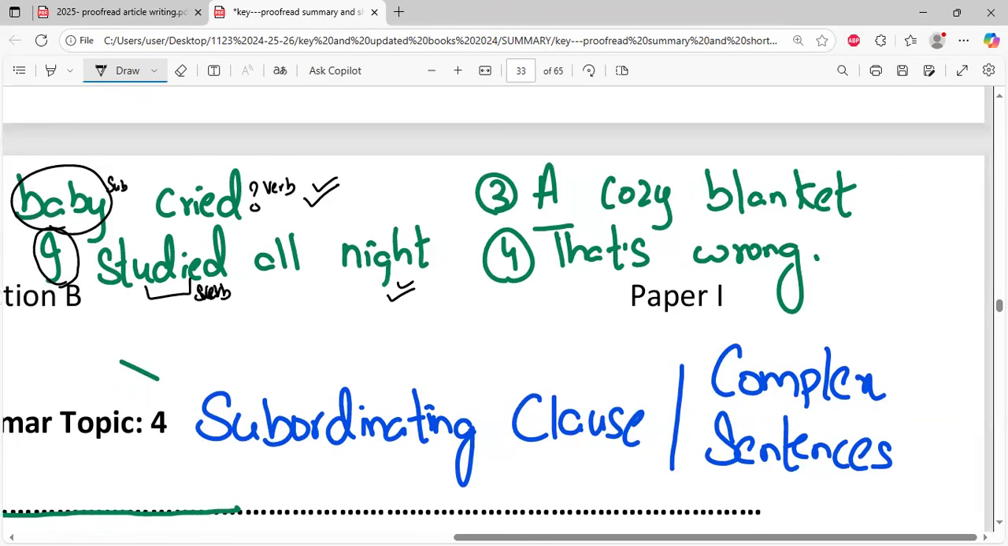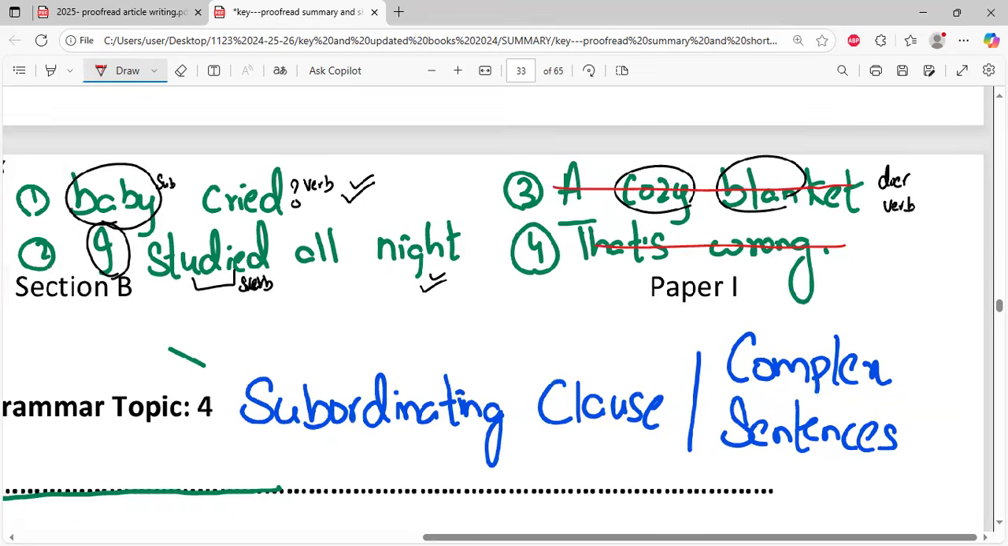Let's look at the third one. A cozy blanket. Do we have any doer? Do we have any verb over here? No, we only have nouns and adjectives. So this one cannot be termed as a clause. Let's look at the fourth one. That's wrong. Again, it is a group of words without any doer or without any verb. Hence, it cannot be called a clause.